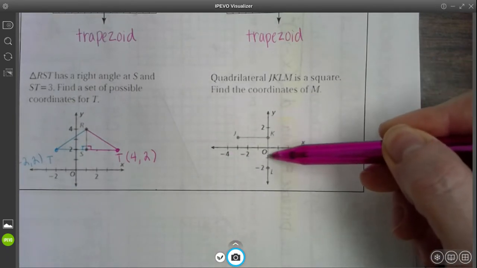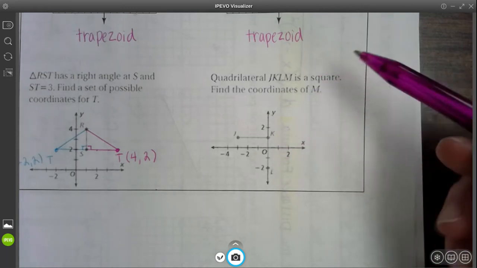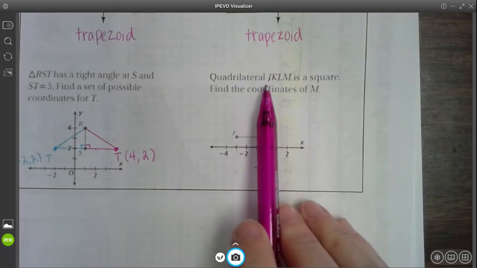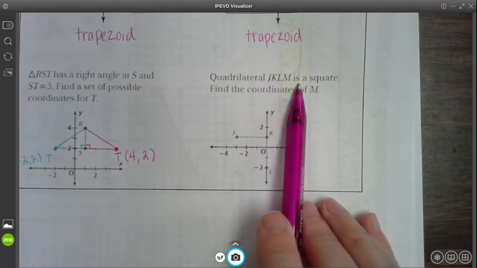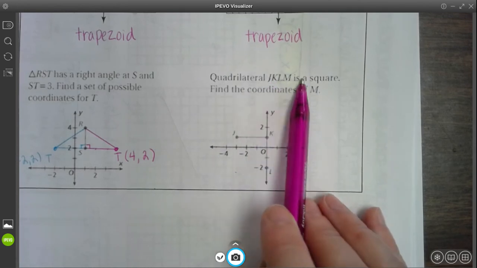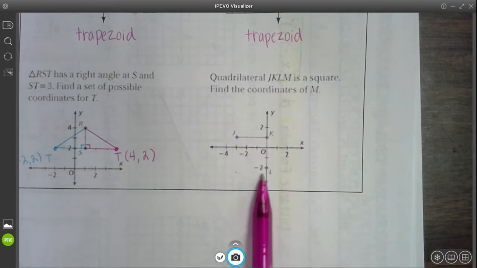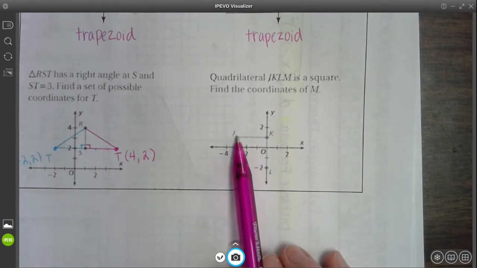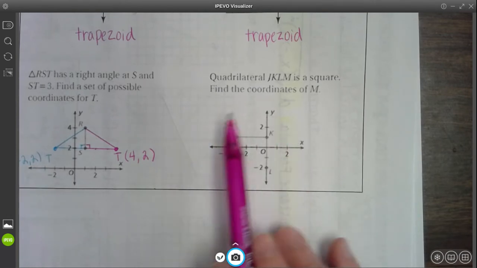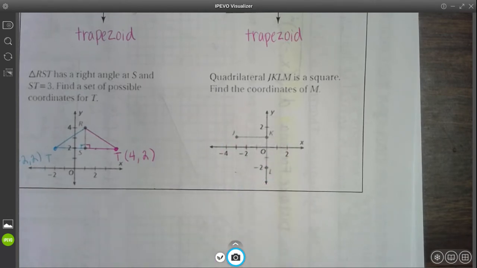This one is also 1, 2, 3 units long. The only place that makes sense to have the other coordinate is here. Okay, and it also needs to be noted that when it gives you the name of a polygon, the letters go in that order as we're going around the polygon. So it has to be J, K, L, and then the M has to be over here. We kind of go in a circle, either clockwise or counterclockwise when we're naming it.